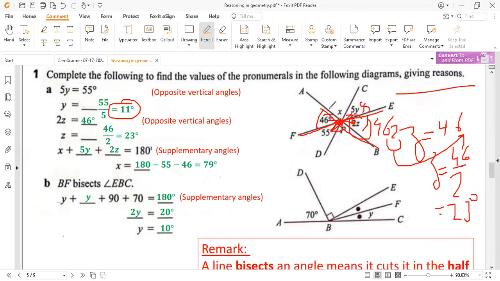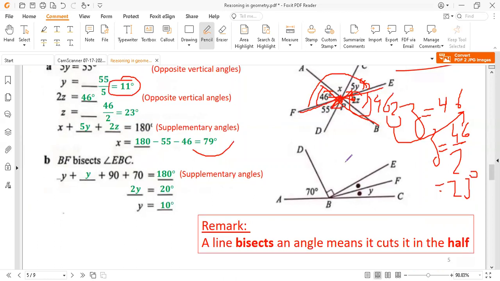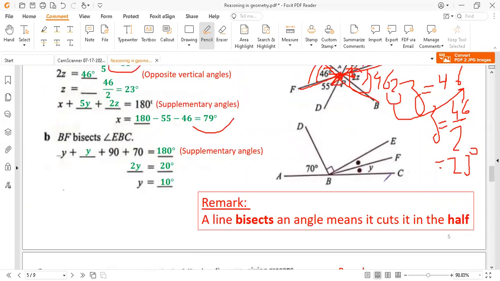Good. When we want to find the other unknown x, we find that FPE is a straight line. So the sum of all these angles equals 180 degrees, supplementary angles. So we can say that 5y plus x plus 46 equals 180. Finally, x equals 79 degrees after solving the equation.